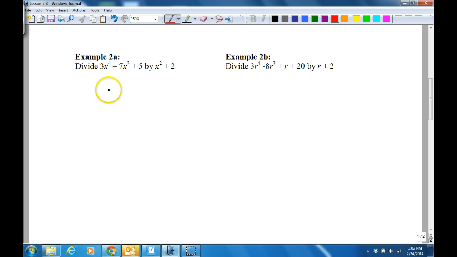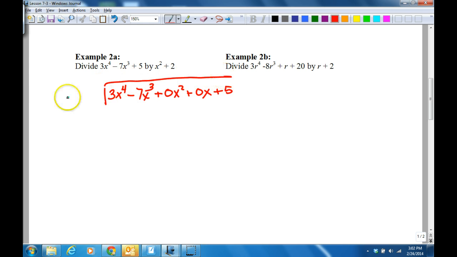This one we are taking 3x to the 4th minus 7x to the 3rd. Notice I don't have an x squared or a regular x. So what am I going to do? I need to make sure I have a 0x squared plus a 0x plus 5. Why? We need to have those spaces. Otherwise you're going to have a hard time when you get through this. Just trust me on this. Okay? We're going to divide that by x squared plus 2.